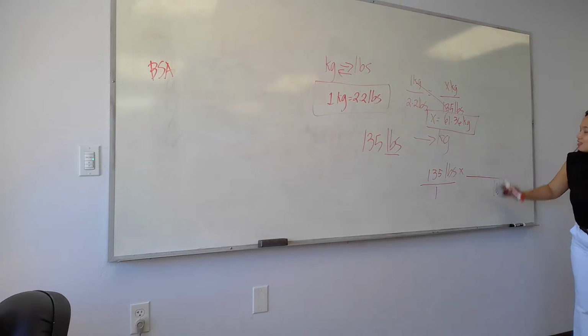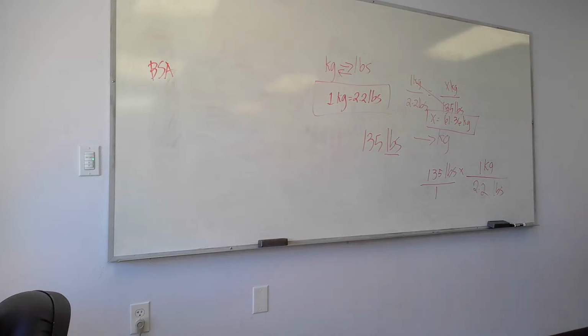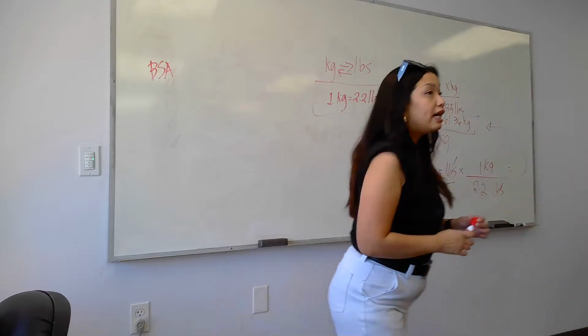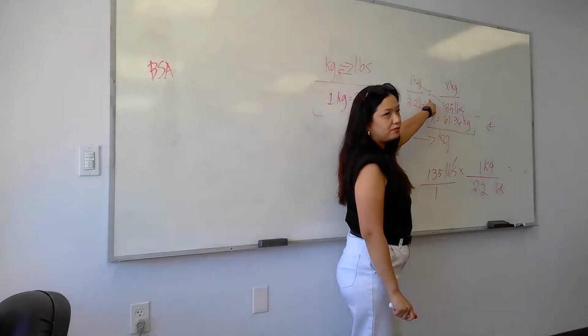So 135 pounds, what's my conversion factor? 1 kilogram is 2.2 pounds. Now I can cancel the pounds unit. You see that? Now I just validated again that I have to divide. And what will my answer be here? 61.36 kilograms.